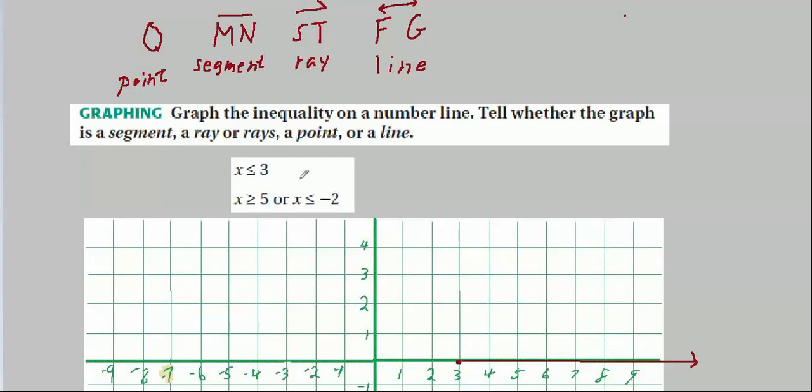What about x greater than or equal to 5? Or x less than or equal to 2? Now let's take a look. Let's label our points here. 5 is down here. Minus 2. Now, x greater than or equal to 5, that's going to take off like this. X less than or equal to 2, well, that goes in that direction.